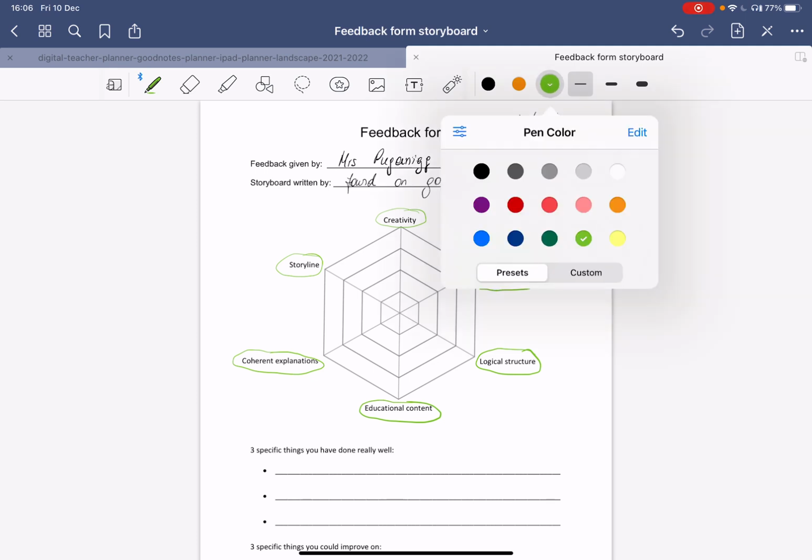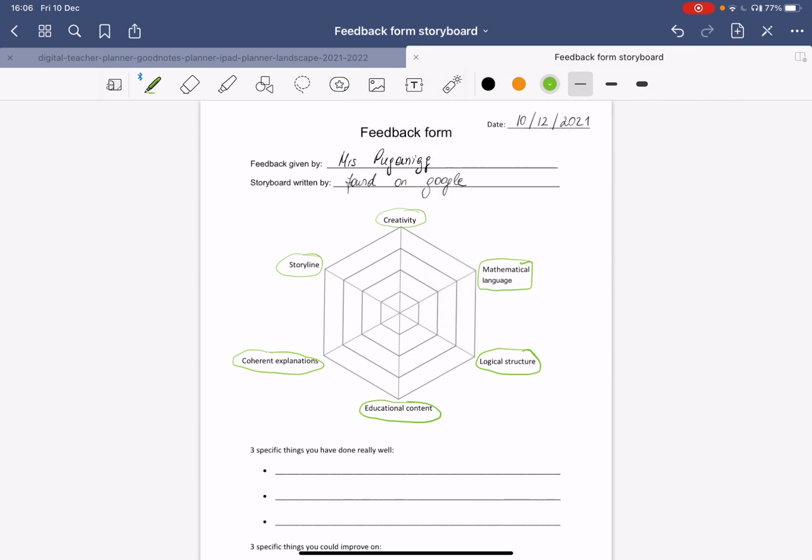I thought that this story was actually quite creative. So a high rating would be put further to the outside of the shape. So that would be here. I'm going to say I really found that this storyboard was creative. So I'm going to give it high marks here.